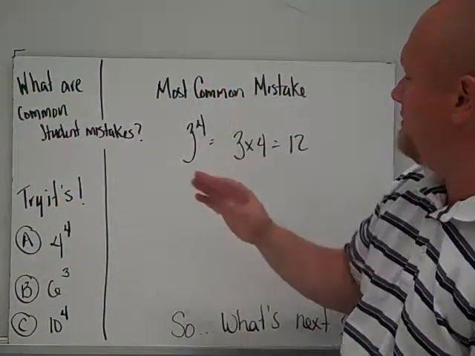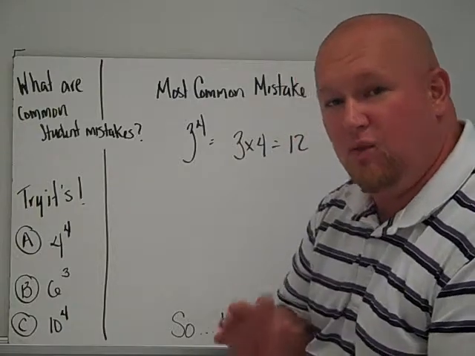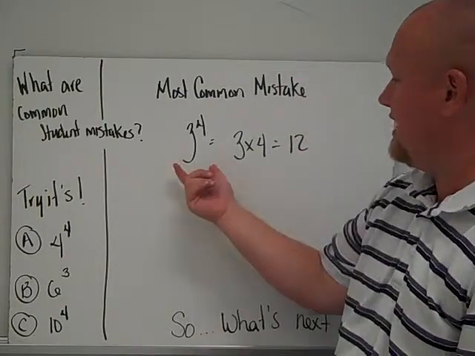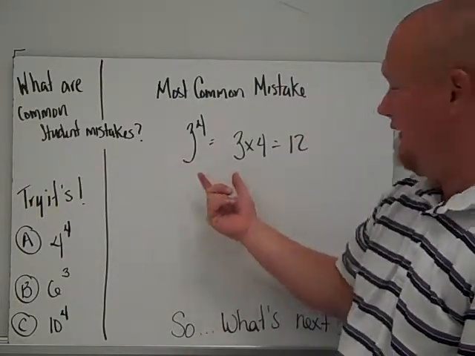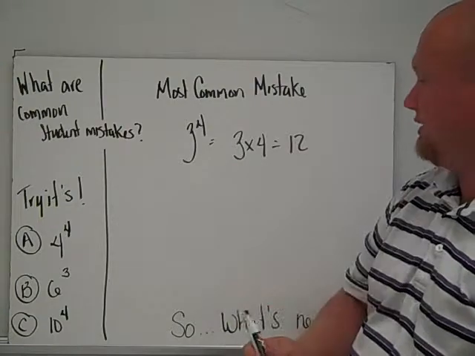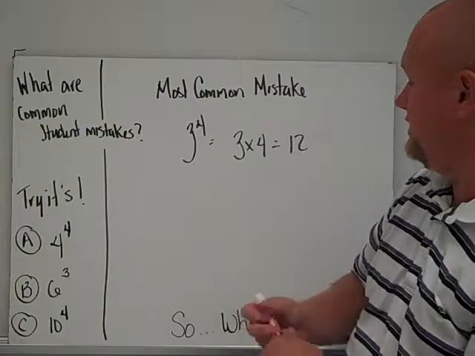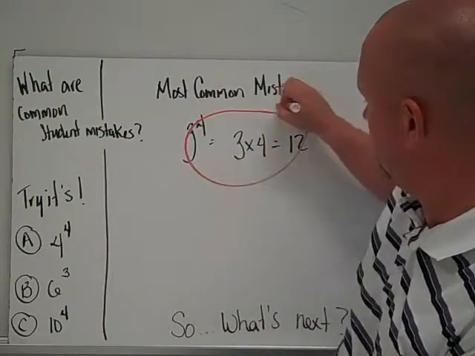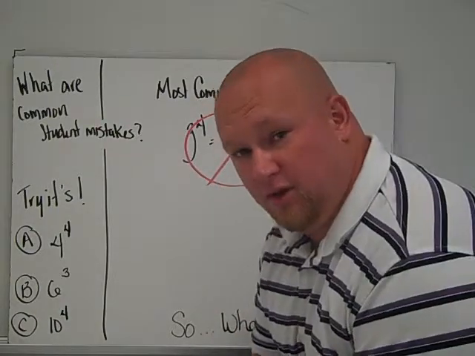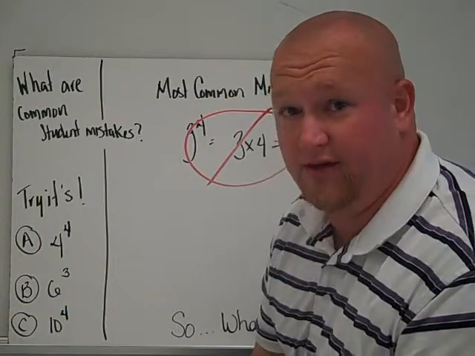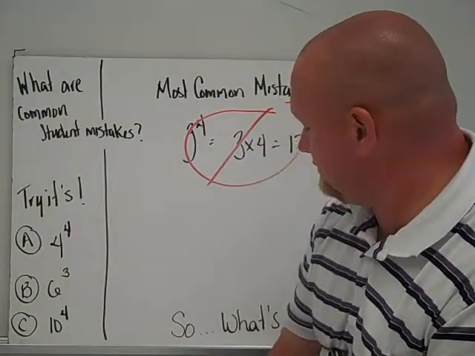The most common mistake that students make with dealing with exponents is that they take 3 to the 4th power and they do 3 times 4, and try to say that the value is 12. We know that this equation is not true. 3 to the 4th is not 3 times 4. Therefore, it is not 12.